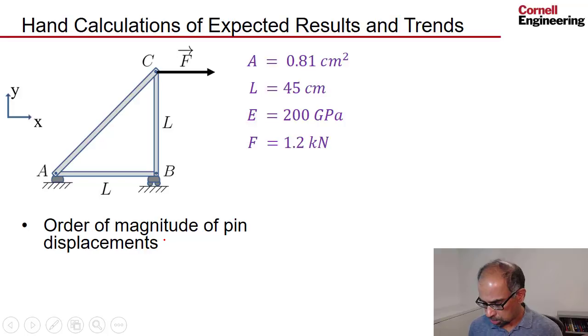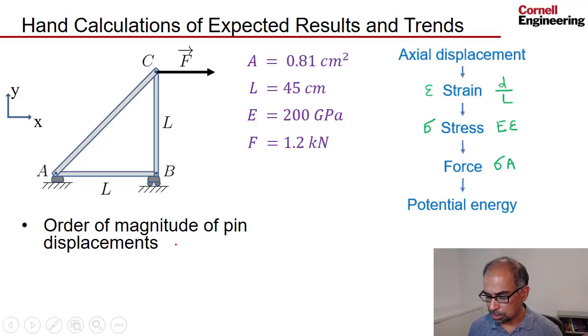Let's do that. To perform that hand calculation, I'll go back to something I discussed before, how you go from the axial displacement of a bar to its force, the force in the bar, and potential energy. Now in the hand calculation, we'll go in the opposite direction. We will estimate the force in bar AC, and from that we will get an estimate of what the axial displacement is going to be in bar AC, and from that we'll say, hey, the displacement of pin C is going to be of that order of magnitude.